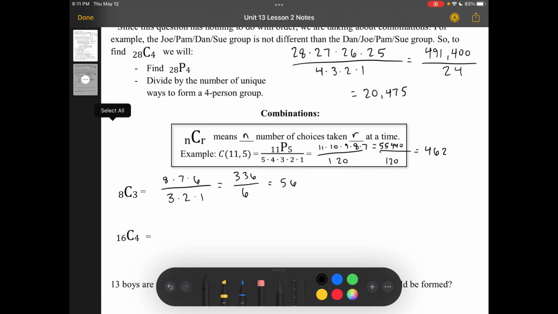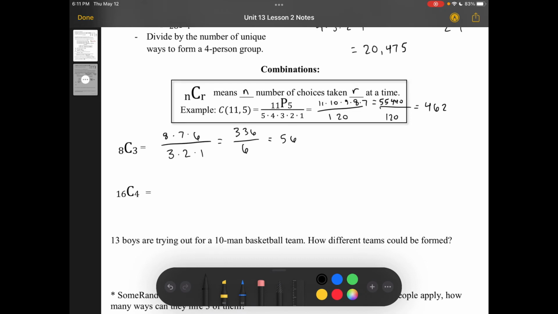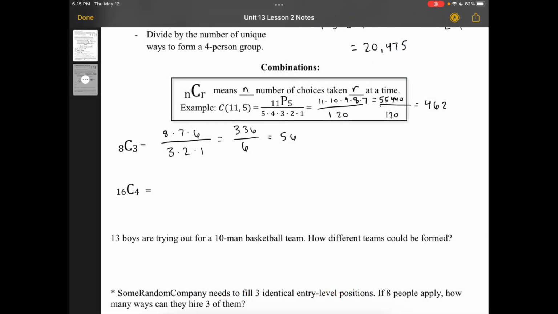I want you to try the next example and see if you can get this correct. It's going to be 16 choose 4. Do it the same way that we've done it these last couple of examples. All right, so this next example, the answer should be 16 choose 4, which means we're going to do 16 times 15 times 14 times 13 divided by 4 times 3 times 2 times 1.